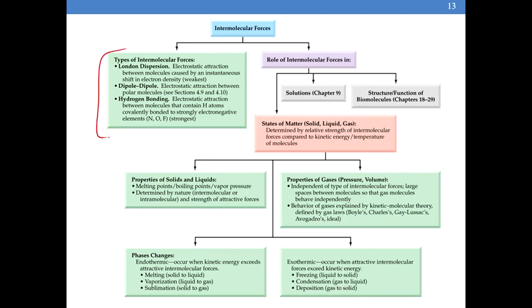Your book has these awesome summary tables, and I really like them, and it's role of intermolecular forces. They're important in solids, liquids, and gases. And this table actually goes through all of the stuff, like phase changes we just went through. And then we're going to look at properties of gases and solids and liquids later, okay? So this is a very good overall summary table.